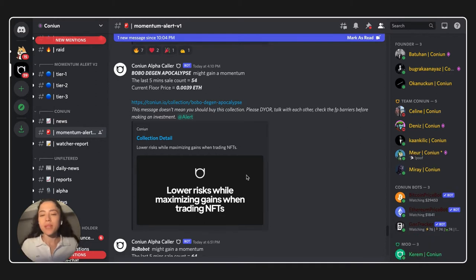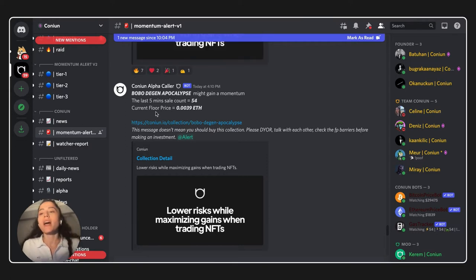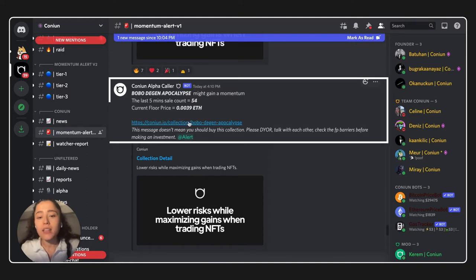At that point, to guarantee your investment, even if it's low, we send you some alarms created by examining some specific data of projects, and these alarms are directed to you via the Discord server of Coniun. So, in the Discord server of Coniun, we have two alpha calls. The first one is Momentum Alert V1. This is the one I'm talking about, and it is for degen play.